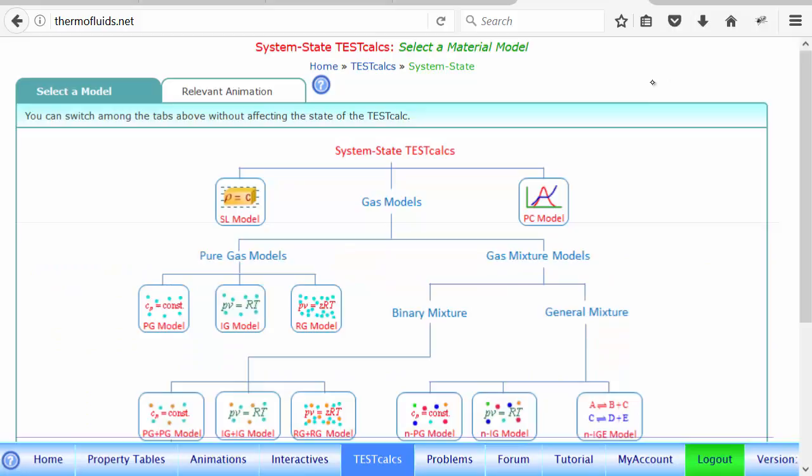And we are going to use different models. So for instance, for a pure gas, we'll use the IG model from here. For binary mixture, we'll click here, and for a general mixture, we'll go for the NIG model, and finally, for the possibility of reaction, we'll go to the ideal gas equilibrium model. So I have already launched those separately, so I'll go directly there.